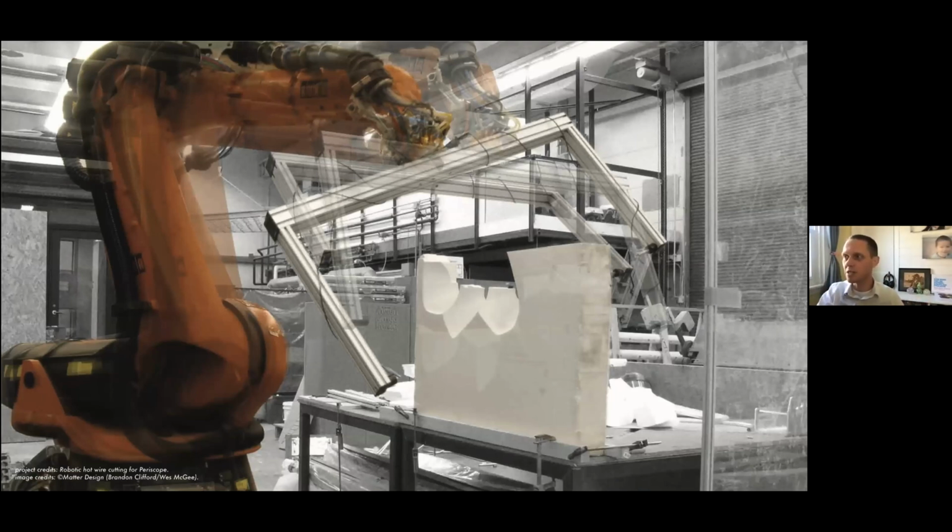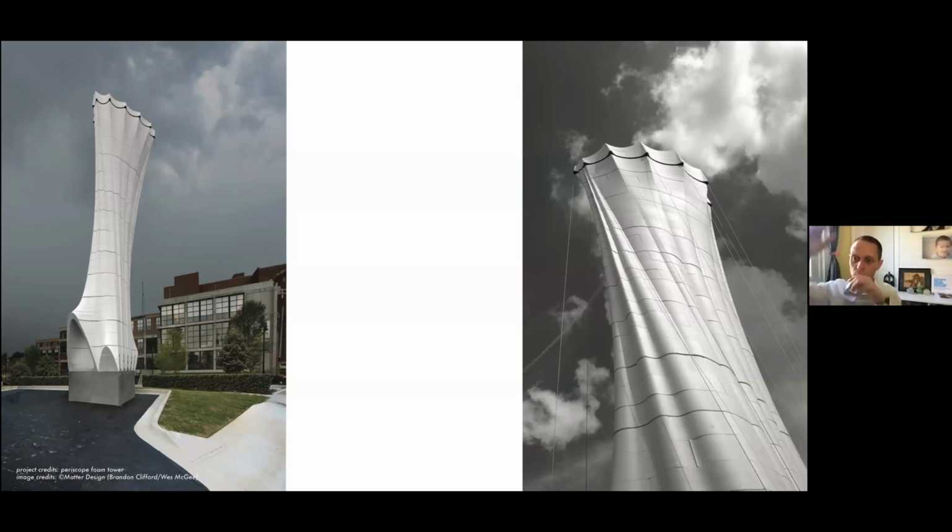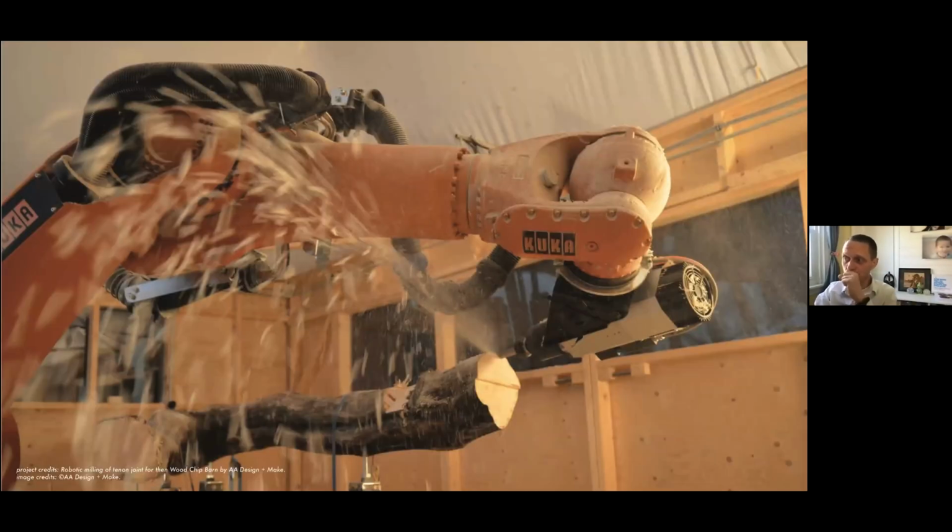This is a project by Matter Design, where they hot wire cut foam using a robot to create this really tall, slender tower that's held down in compression. Through using these tools, you're able to create things that would be very difficult to create otherwise.